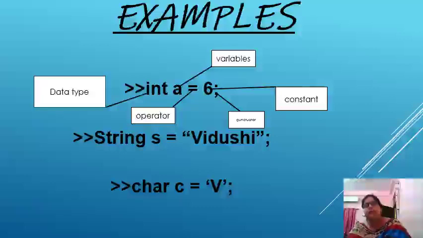In the last example, char C. Char is your data type or reserved word. C is your variable. This is your assignment operator. V is your constant, a character constant, which has been represented by a single quote. And semicolon is your punctuator or separator. We can say it is also a line terminator.